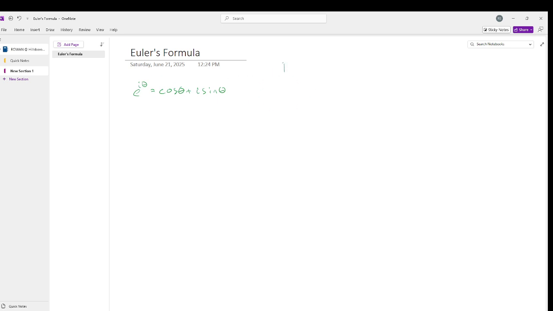So what I want us to recall for this video is just some very basic Taylor series, Maclaurin series actually. The first one is e to the x equals the infinite series from 0 to infinity of x to the n over n factorial, which is of course equal to 1 plus x plus x squared over 2 factorial plus x cubed over 3 factorial, and so on.